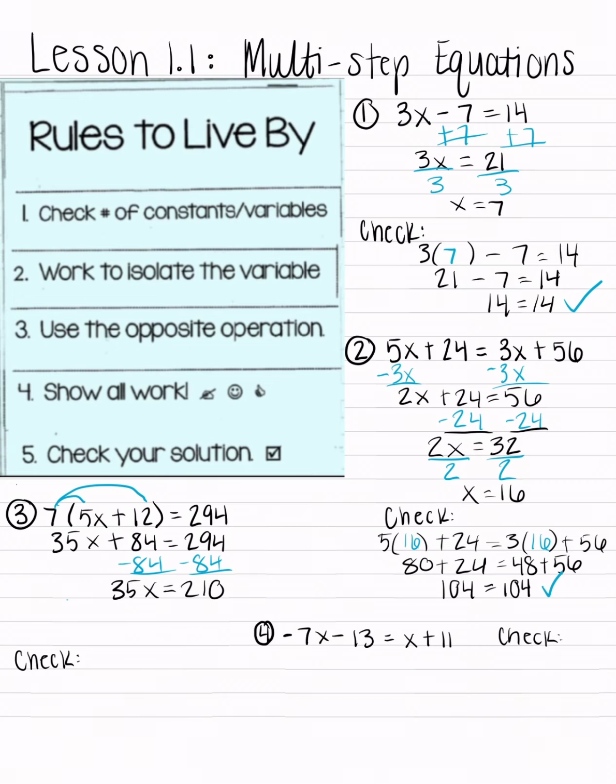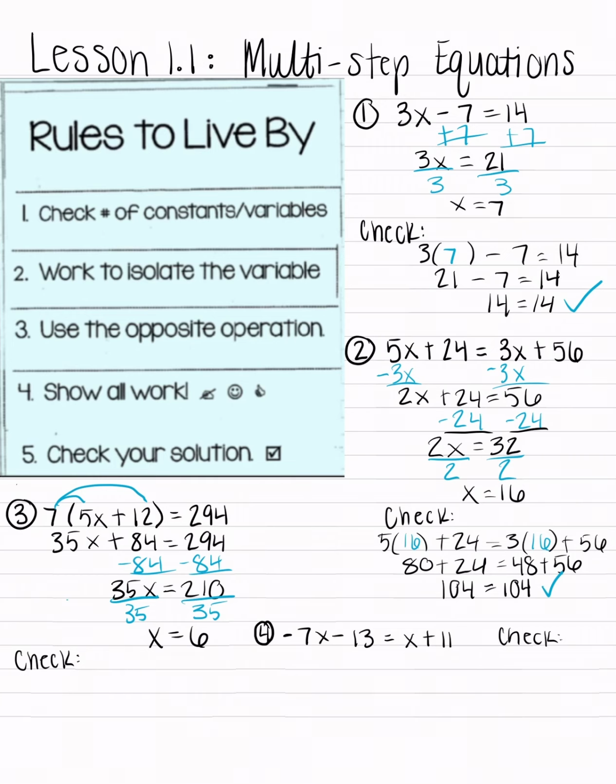And so I'm going to divide by 35 on both sides, because 35 and x are being multiplied, so we do the inverse operation or the opposite operation, and so x equals 6. Okay, so again, if you're unsure, you can check it. So I have 7 times 5 times 6 plus 12 equals 294.